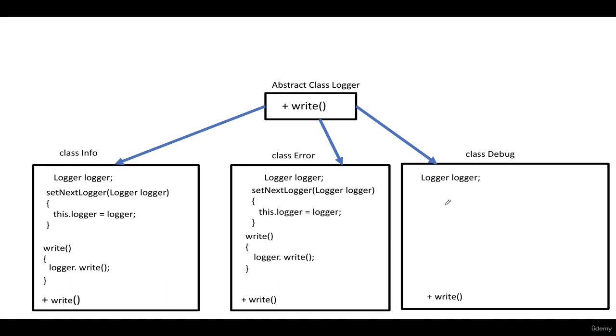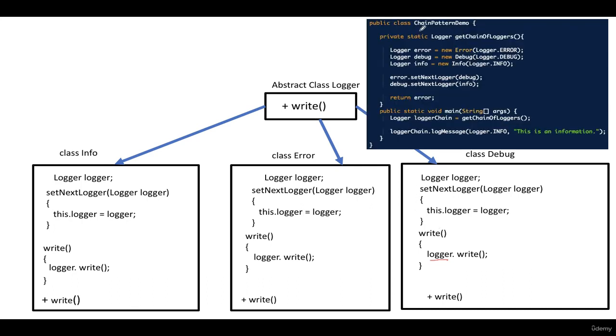We have the debug class where we have the method setNextLogger, and here also we are passing the instance of this abstract class which is a logger, and then we set that instance into this specific object which is a logger. And here also we are calling the write method, and in the write method we are basically calling from the instance the write method of that specific class. So that's how the communication between the classes is happening.